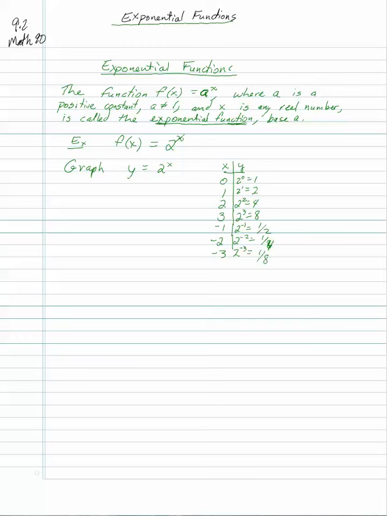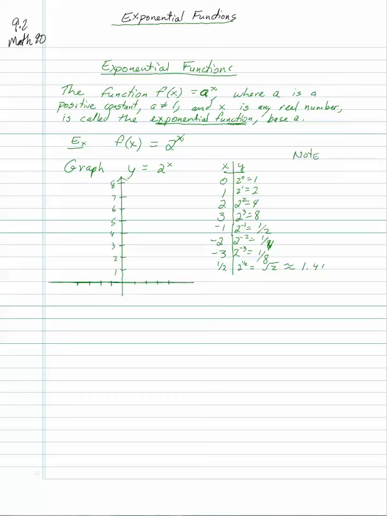Alright, so we'll graph that one. If we did x equals 0.5, that's 2 to the 1/2 power, which is the square root of 2, about 1.41. So x can be any of the real numbers. All right, let me graph this.